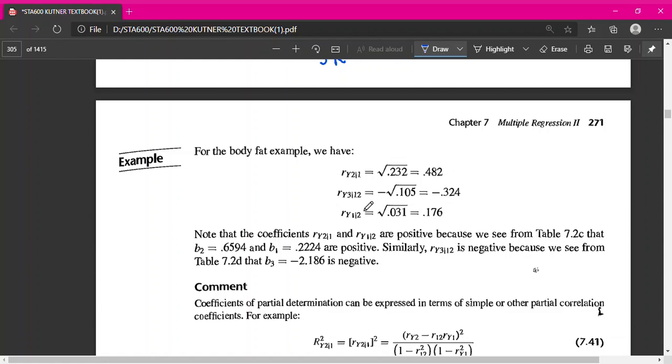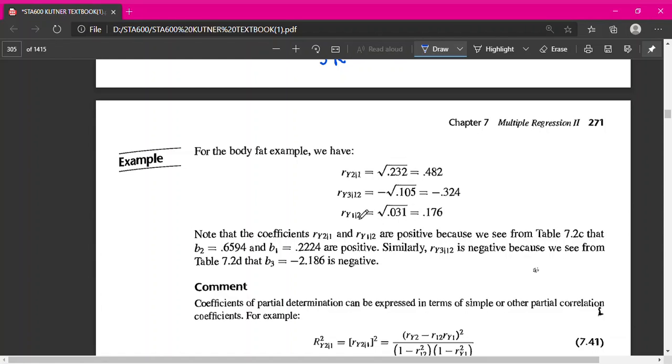Yang kedua pula, ada 3 involve 3x. So, you need to see the coefficient when we regress y on x1, x2, and x3, which is table 7.2d. Okay, table 7.2d. Okay, sekarang kita nak tengok contribution of x3 kat sini. So, kena tengoklah x3-nya, beta 3. Okay, beta 3 coefficient untuk x3, which is the beta 3 adalah negative 2.186, which is negative. So, sebab itulah kat sini value R pun kita kena letak negative sign.